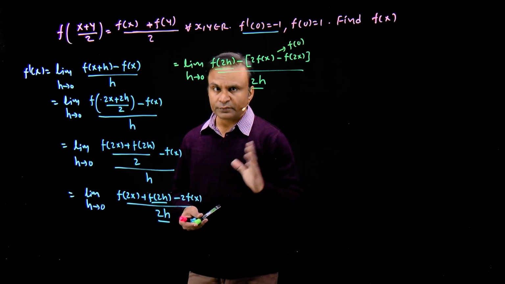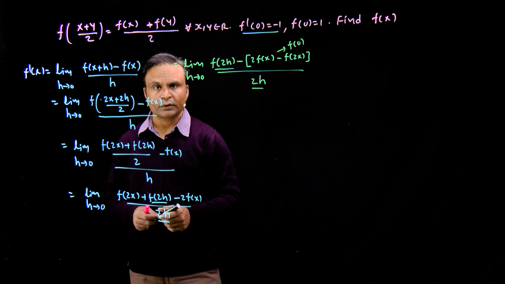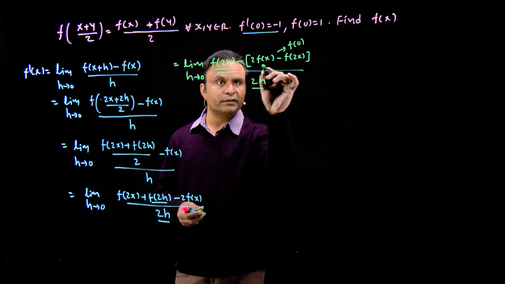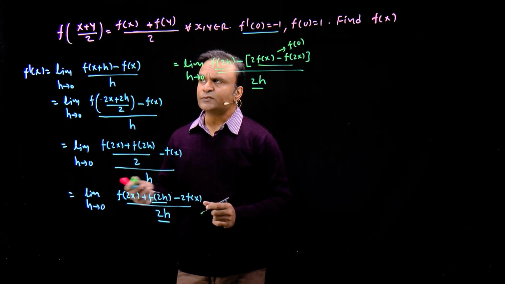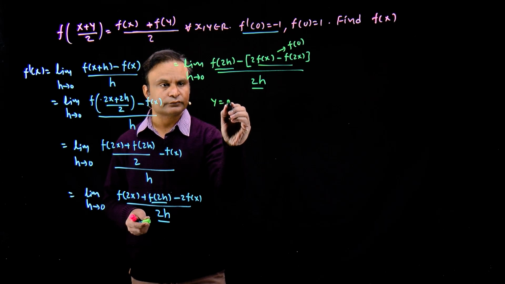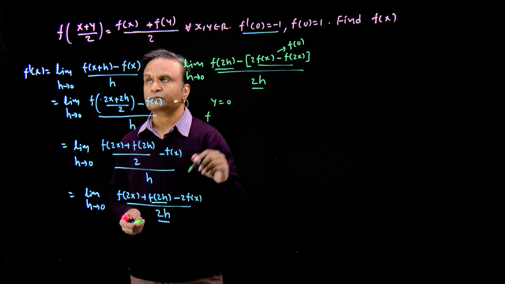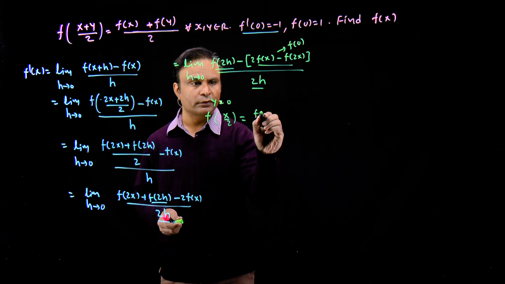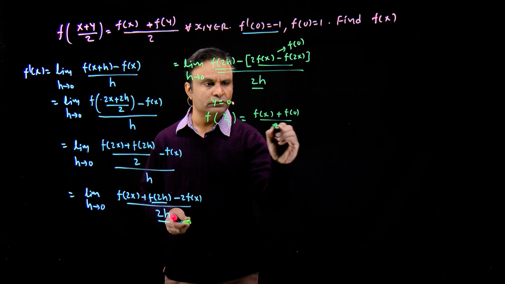And we can confirm this from this given relation. Okay, what should be the replacements in this equation so that I get this is equal to f of 0? Okay, let's put y is equal to 0. So I get f of x upon 2 is equal to fx plus f of 0 upon 2.